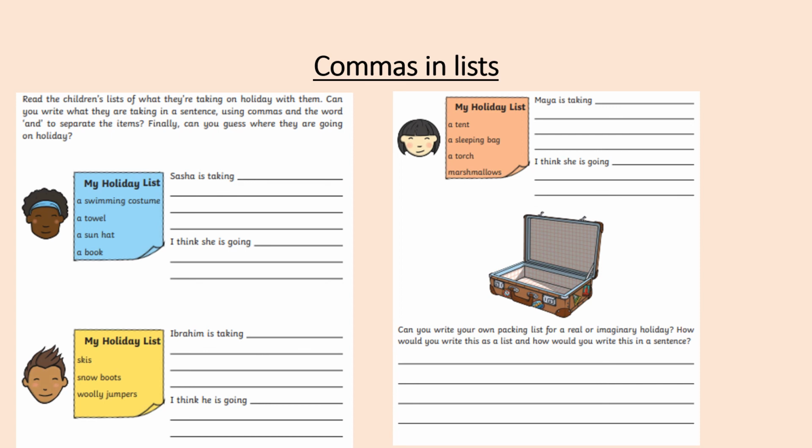So if you think that he's going somewhere warm, think of a country that you might be able to write down that might be warm. Okay, if he's going somewhere cold, try to think of a cold country. And lastly, you've got Maya. Okay, Maya is taking a tent, a sleeping bag, a torch, and marshmallows. So that's her list, and you've got to put that in a sentence. And then can you write down where you think she's going? I think Miss Moore might know where she's going.